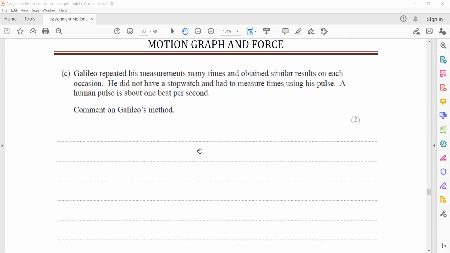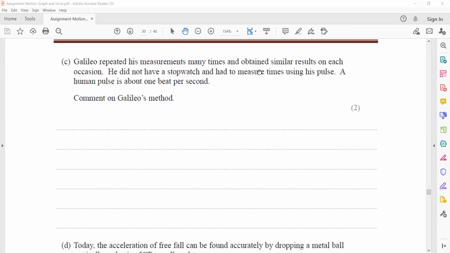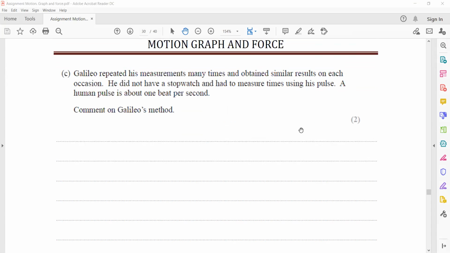Galileo repeated his measurements many times and obtained a similar result on each occasion. He did not have a stopwatch and had to measure time using his pulse. A human pulse is about 1 beat per second. So he's counting the number of beats, and that is a time interval. But the disadvantage of this method is that he cannot measure a time interval less than 1 second, because there is no half beat or quarter beat.